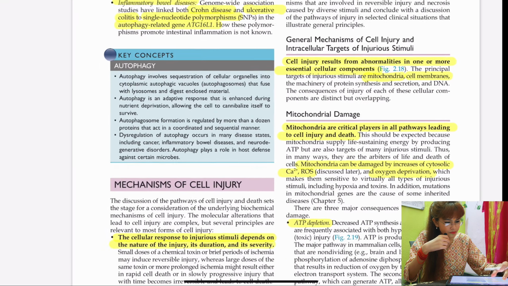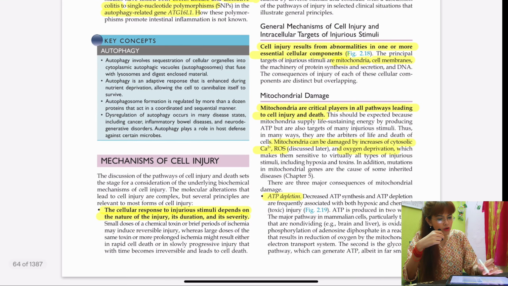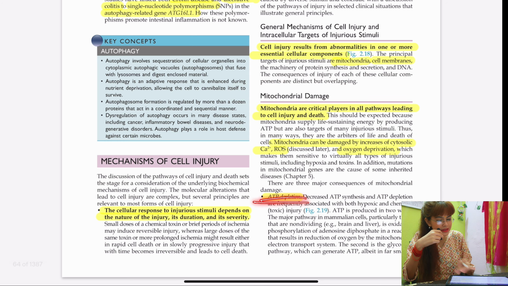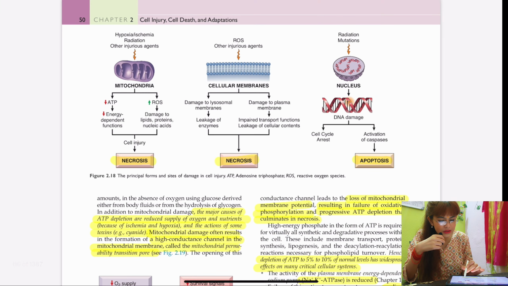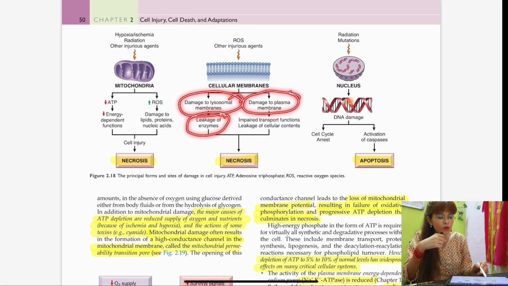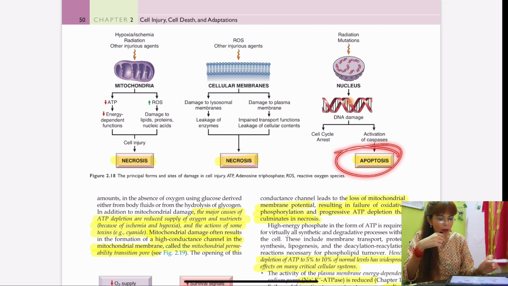So coming to mitochondrial damage, number one point is the ATP depletion. As you can see here, whenever there is mitochondrial damage, there is decrease in the ATP and increase in the ROS, which ultimately causes cell injury and necrosis. Whenever there is any kind of injurious agent, the cellular membrane is getting attacked. There is damage to the lysosomal membranes, causing leakage of the enzymes, and damage to the plasma membrane also, which will cause the leakage of the cellular contents, leading to necrosis. Also the DNA will be damaged, which will ultimately lead to apoptosis of the cell.